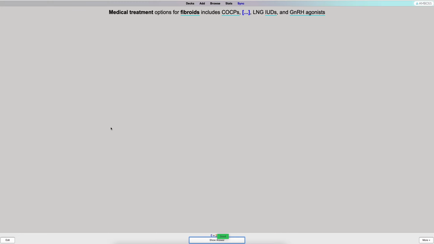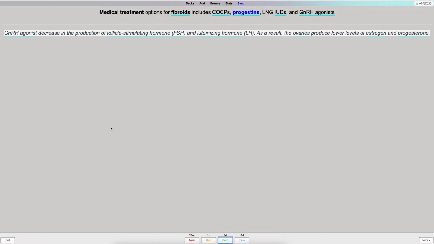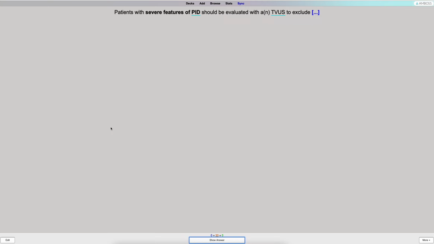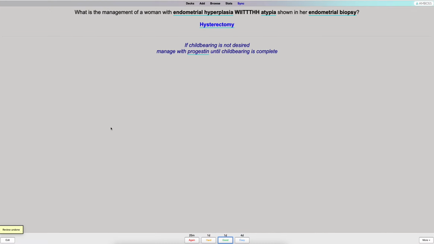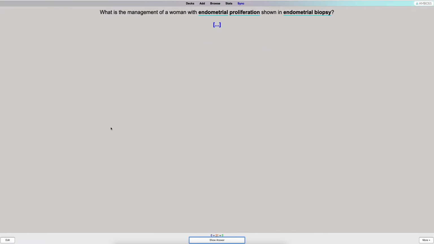So in secondary dysmenorrhea, medical treatment options are OCPs, NSAIDs, GnRH agonists, progestin. Patient with severe features of PID would TVUS exclude ovarian abscess. What is management with atypia? Endometrial hyperplasia with atypia: hysterectomy. Management after biopsy. Let's measure endometrial proliferation.